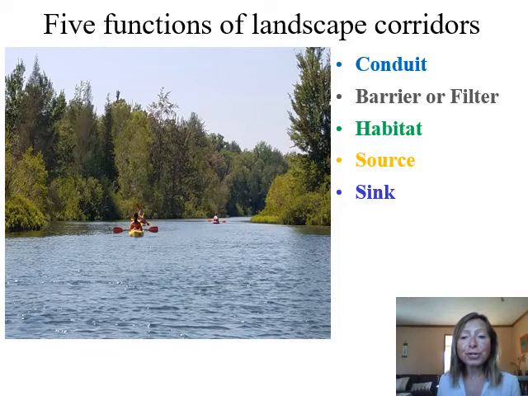Regardless of their origin, size, and structure, all corridors play very important ecological roles in various landscapes. There are 5 basic functions that many landscape corridors provide within the landscapes. These functions are conduit, barrier or filter, habitat, source, and sink. Some corridors provide all these 5 functions. Some of them provide only 1 or 2. We are going to look more in depth at each of these 5 functions.